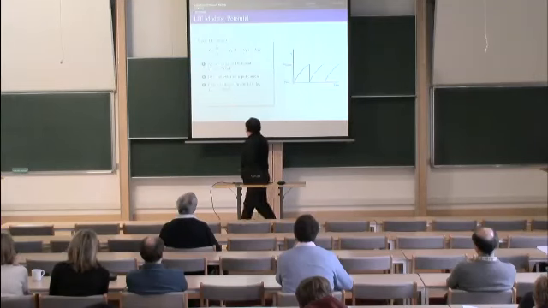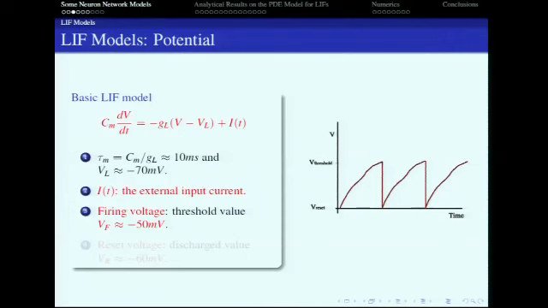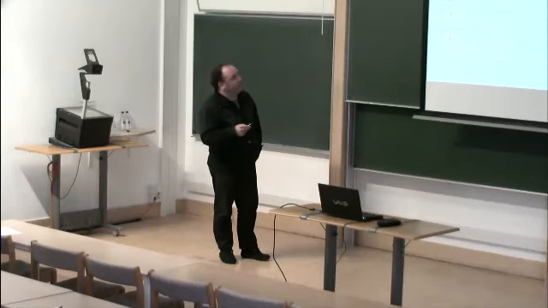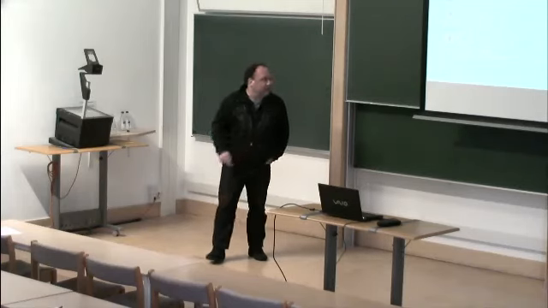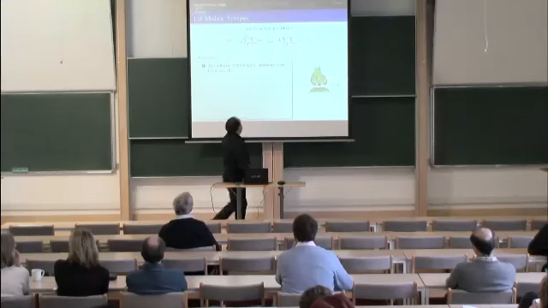as I said, the I of t is the external input current. The firing voltage or the threshold voltage, I will use firing voltage or threshold voltage for the same thing. The idea is that when the voltage arrives at that value, then it fires. That's why it's called integrate and fire, because it integrates the equation up to a time and then it fires. The typical value is minus 50 millivolts. And then the reset value is somewhere in between the firing voltage and the leak voltage, around minus 60 millivolts. Just to give you an idea of the quantities and the scale.